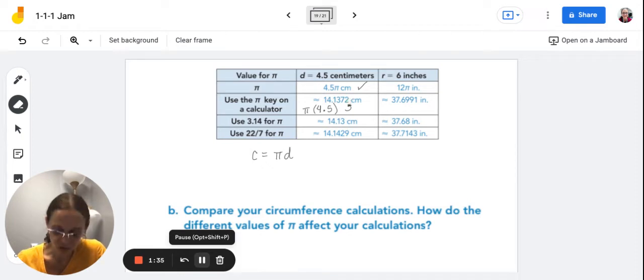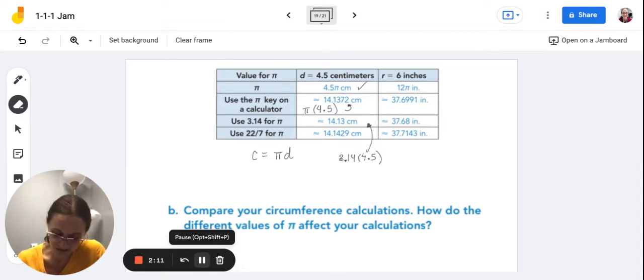The next row shows what happens if you use 3.14 instead. So this row here is equal to 3.14 times 4.5. That's what your calculator would give you if you used 3.14 as an approximation for pi. We didn't actually complete the last row, but just know some people use the ratio 22/7 to represent pi because it's very, very close to the actual value of pi, although it isn't perfect since pi has an infinite number of decimals.